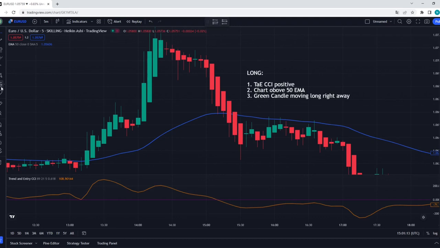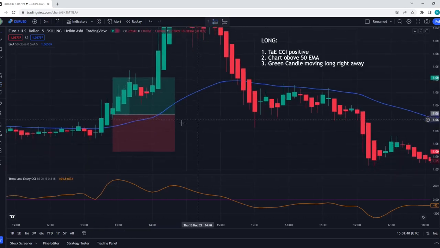So let's do an example. We have 2 pretty good examples over here. So you can see the trend is below the EMA. It moves above the EMA. The trend and entry CCI is still positive. Here we got our first candle, which immediately moved into our direction, so which didn't move against us. And the next candle opens the position here, or opens over here. So this is where we will enter into our position.